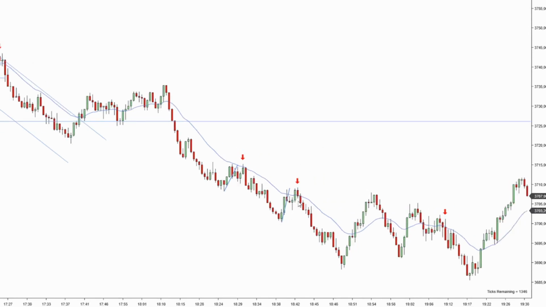And this is probably the easiest setup of the day. New low right here, first entry short, pullback, second entry short, nice bearish reversal bar, key entry point. Look how well it worked.